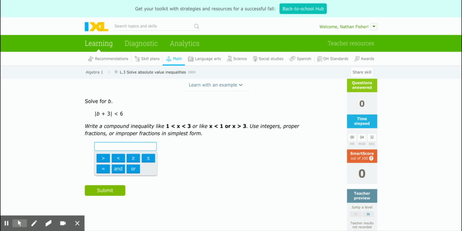Alrighty, for this one, we're talking about 5-5 for our lesson, which is solving inequalities involving absolute value for Algebra 1. This is the L.3 IXL. This is not one that we formally assigned in class or anything for my students. However, it is going to help us take a look at this and further our understanding.